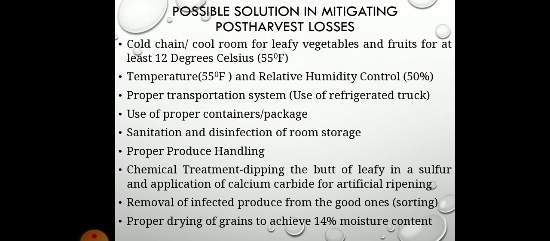And lastly, proper drying of grains to achieve 14% moisture content. So we have a moisture content tester that will determine if the dried rice or dried corn attain at least 14% moisture content before storing.